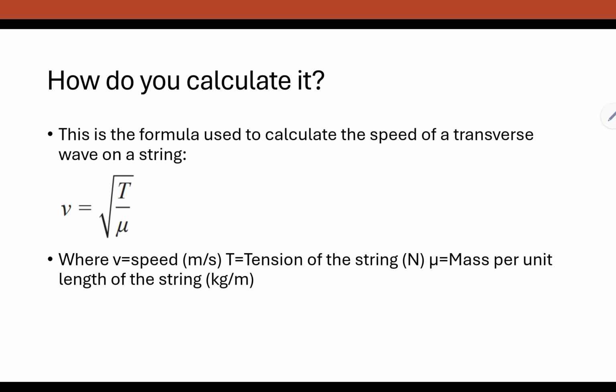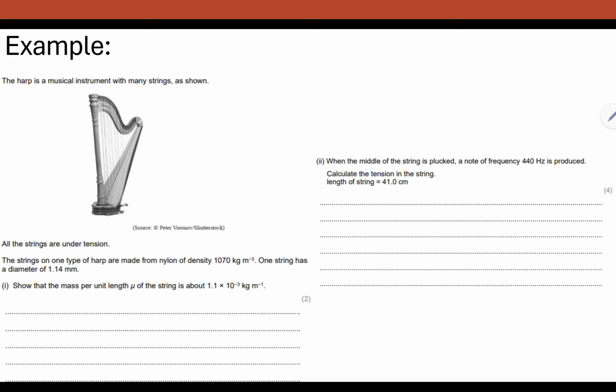So how do you calculate it? This is the formula used to calculate the speed of a transverse wave on a string, where v equals root T over mu, where v equals speed, T equals tension of the string, and mu equals mass per unit length of the string.